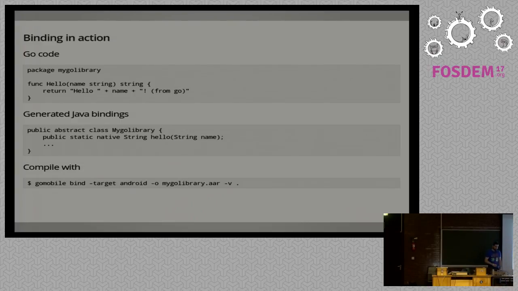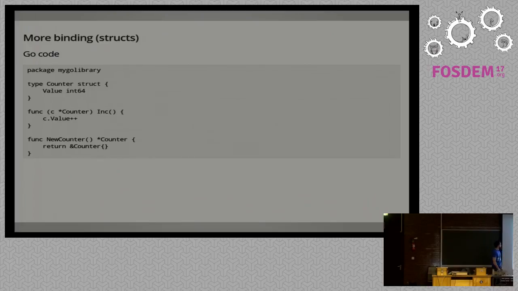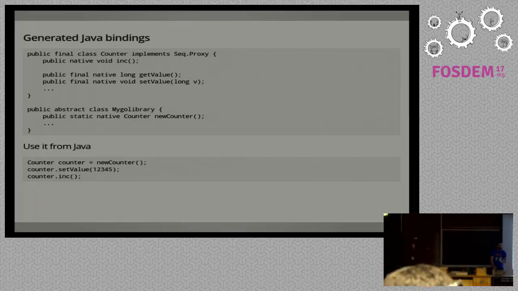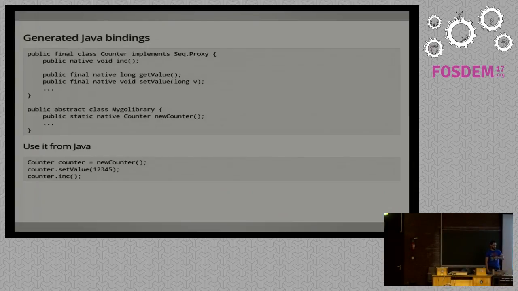More examples. Here you have a struct with a few functions. And this is what will be generated at the binding. One thing to point out is Gomobile is not transpiling your Go code. It's making a shared object library, generating some bindings, and packaging everything in an AAR file.